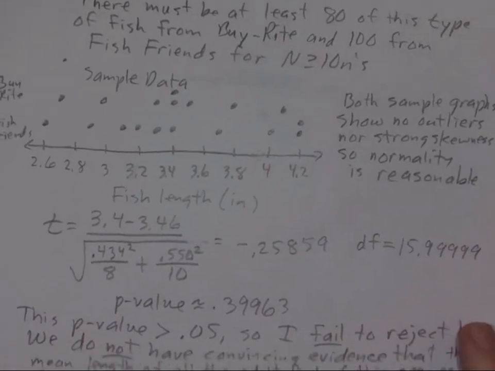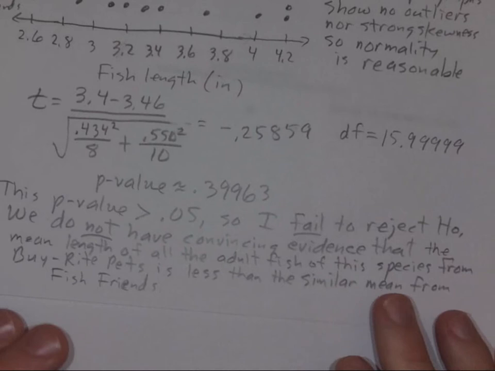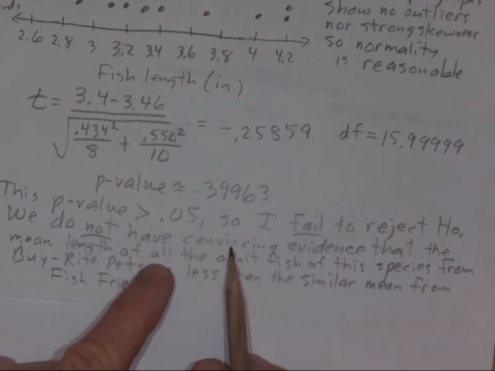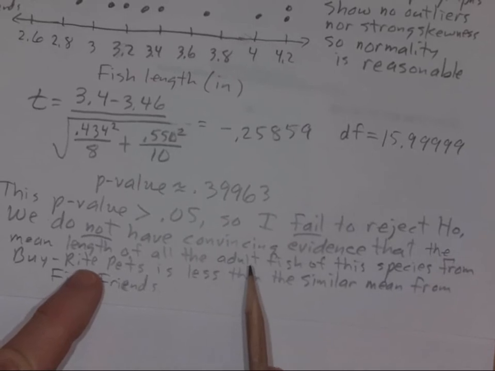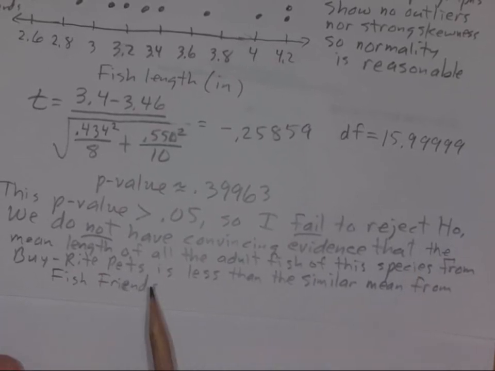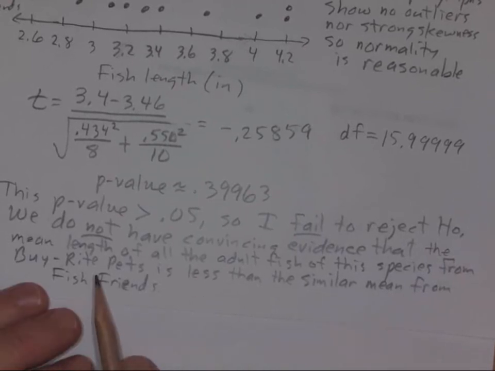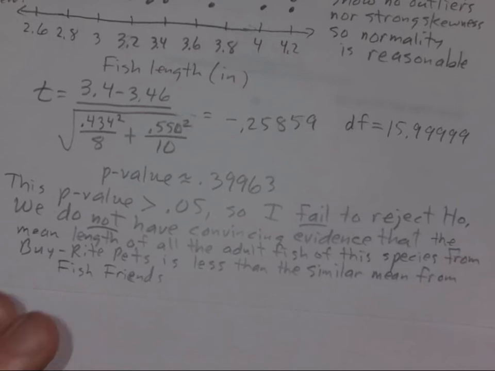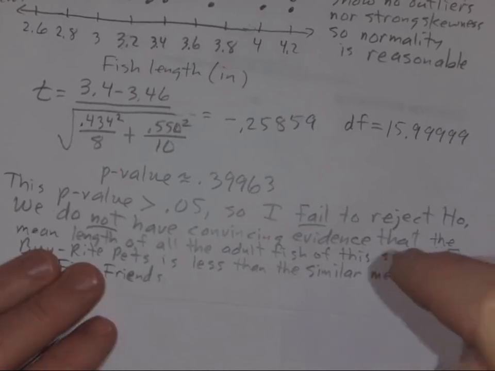And lastly, our ending, drawing our conclusion based on our p-value. We would say this p-value is greater than 0.05, so I fail to reject the null. We do not have convincing evidence that, and you restate the alternative in context, the mean length of all the adult fish of this species from Buy Right Pets is less than the similar mean from Fish Friends, okay?